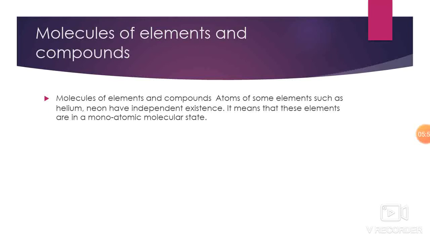Atoms of some elements such as helium and neon have independent existence. It means that these elements are in a monoatomic molecular state. Okay, so atoms like helium and neon have independent existence. It means that they have a monoatomic molecular state. They have independent existence. Take neon's electronic configuration.